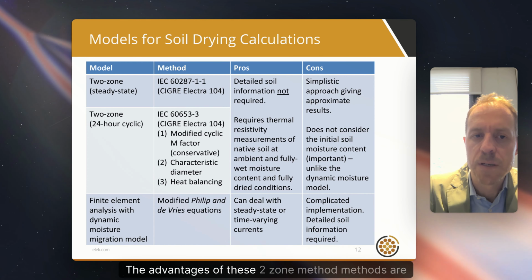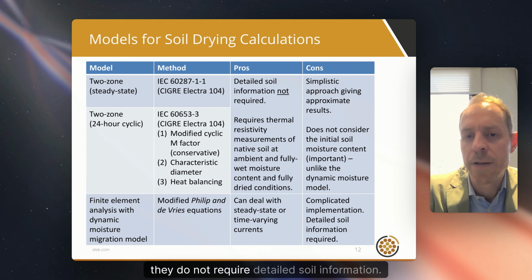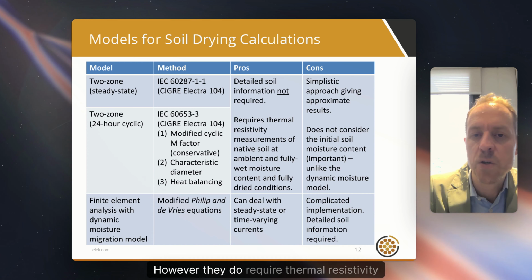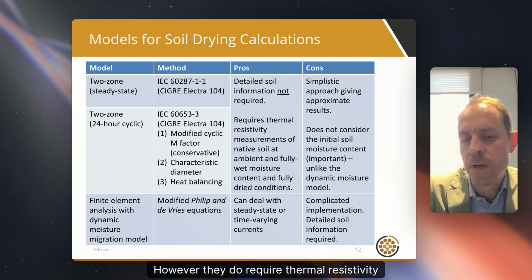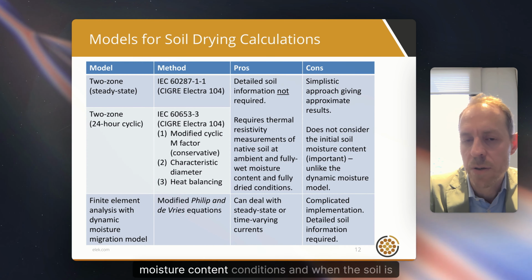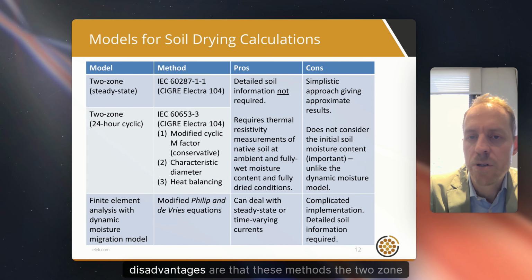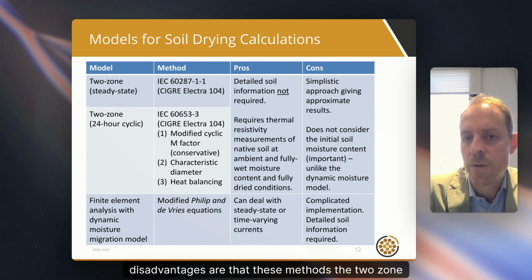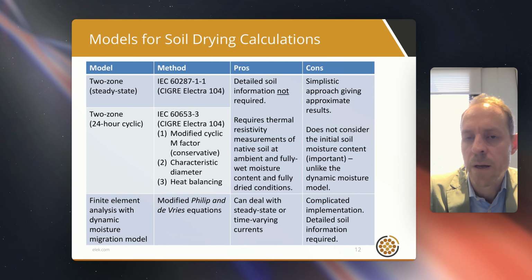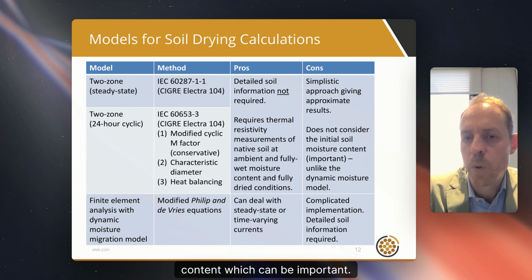The advantages of these two-zone methods are that they do not require detailed soil information. However, they do require thermal resistivity measurements of the native soil at ambient and full wet moisture content conditions, and when the soil is fully dry. The disadvantage is that the two-zone method can be overly simplistic under certain conditions. It does not consider the initial soil moisture content, which can be important, unlike the dynamic moisture model.